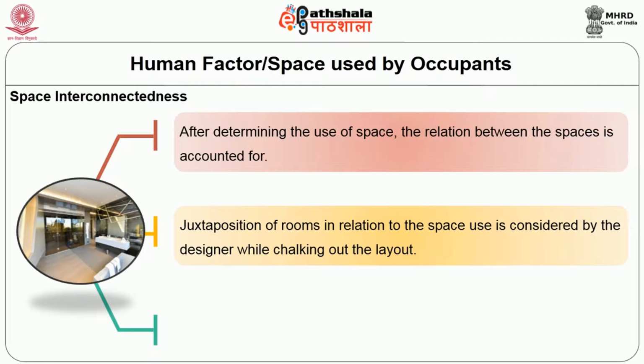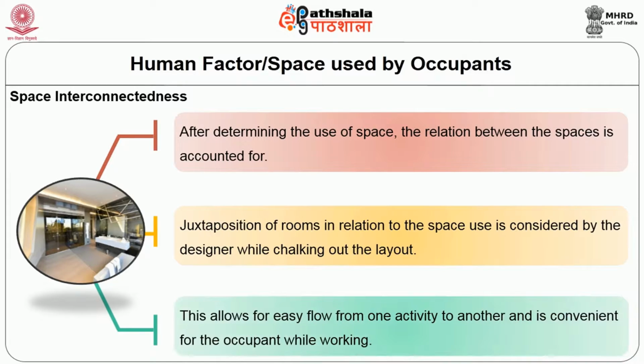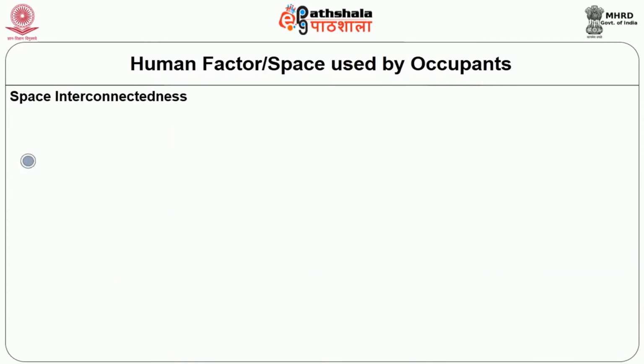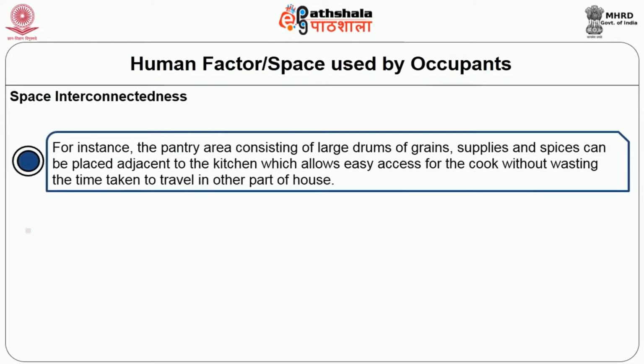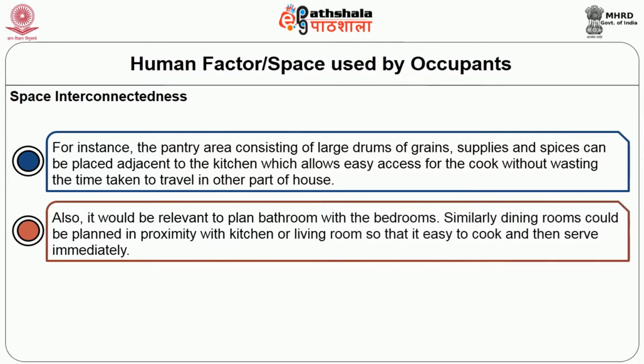Just a portion of rooms in relation to the space used is considered by the designer while chalking up the layout. This allows for easy flow from one activity to another and is convenient for the occupant while working. For instance, the pantry area consisting of large drums of grains, supplies and spices can be placed adjacent to the kitchen, which allows easy access for the cook without wasting the time taken to travel in other parts of the house.